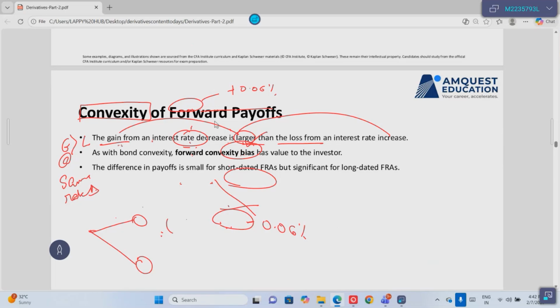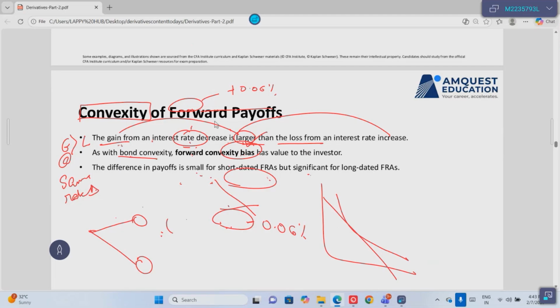Okay. Obviously, this convexity bias will have value. This is then bond convexity also, which you learned in fixed income. Remember there's a bond convexity where we said the bond potentially falls, but the actual answer is the bond goes like this. That's called convexity. The difference in payoffs is small for short dated FRAs, but significant for long dated FRAs.